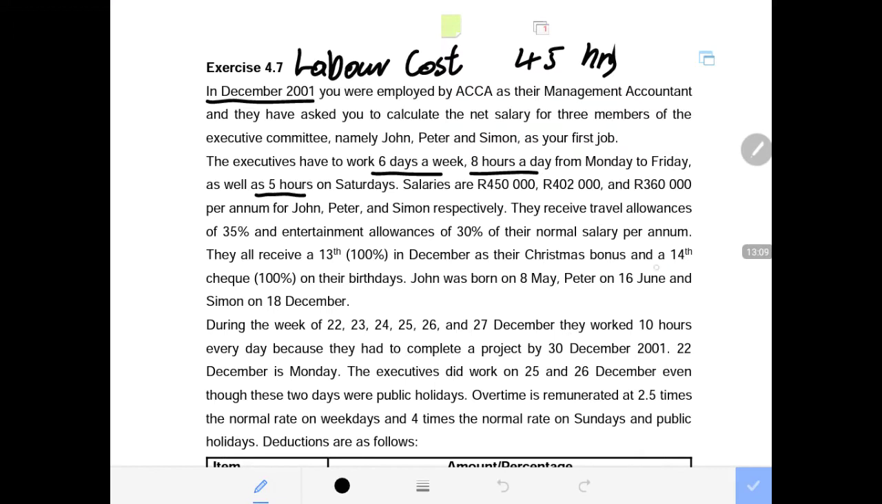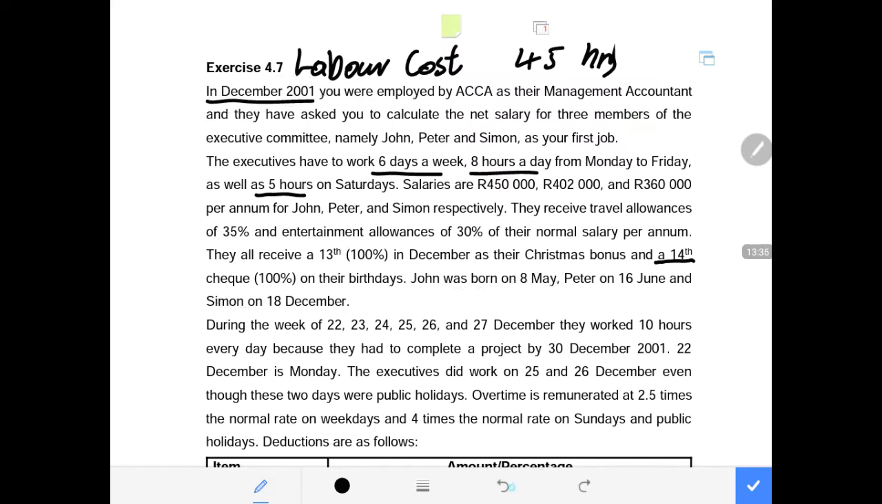It further says a 14th check, which is 100% of their salary, although they don't specify. When they say 100%, it is 100% of their normal salary, to be specific, on their birthdays. Oh, that means on their birthday, they double their normal salary. John's birthday was on the 8th of May.